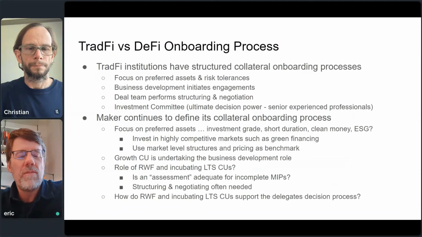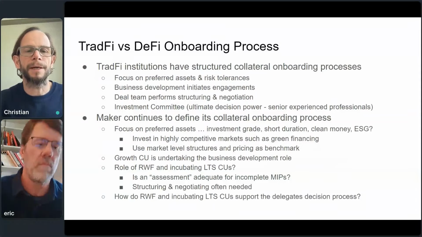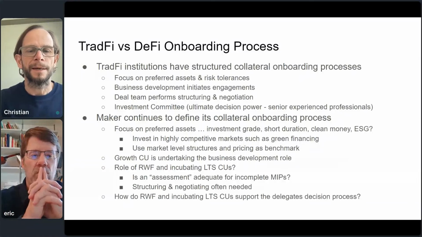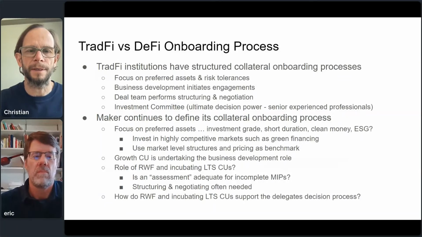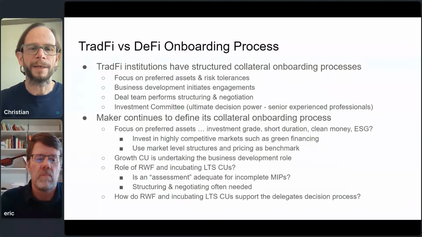Oh, hey, Christian, do you want me to defer to you on this one? This is getting near our summary. Yeah, so this is really just a slide to summarize in a way how TradFi and DeFi onboard an asset. We've covered a little bit of it, but I want to make it a more pointed comparison.